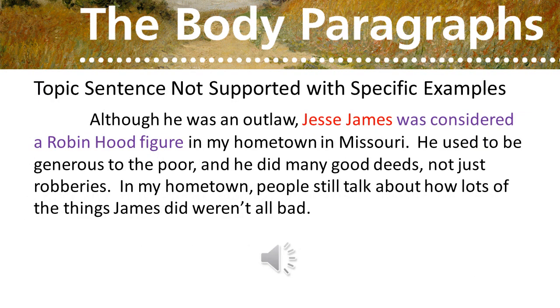Okay, here's an example of a topic sentence that is not supported by examples. Although he was an outlaw, Jesse James, in red, so it's the subject, was considered a Robin Hood figure in my hometown. The purple indicates, obviously, the controlling idea. There's nothing wrong with this topic sentence. It's a fine topic sentence. What we're expecting, of course, is to see ways in which Jesse James was a Robin Hood figure, why people would think he was. So here's what the writer does. He used to be generous to the poor, and he did many good deeds, not just robberies.